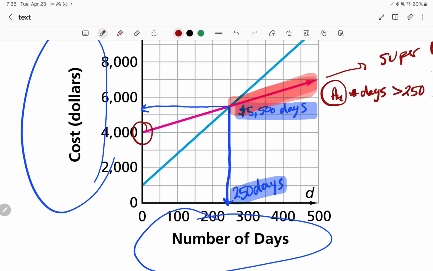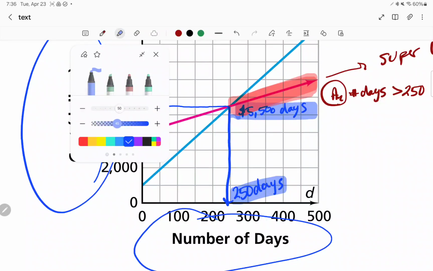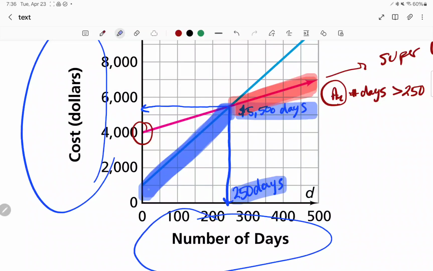Okay, so the number of days has to be greater than 250. And then on part 3, it says, for what numbers of days will Failsafe cost less? So now we're looking at Failsafe, and it's going to cost less right here. So I'm highlighting in dark blue. And this is A3. Failsafe will cost less when the number of days is less than 250. All right, so there's when the one is going to cost less than the other.